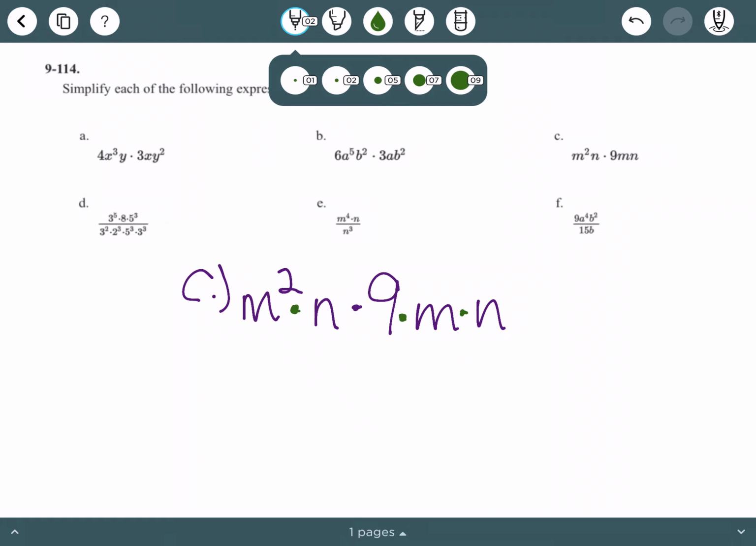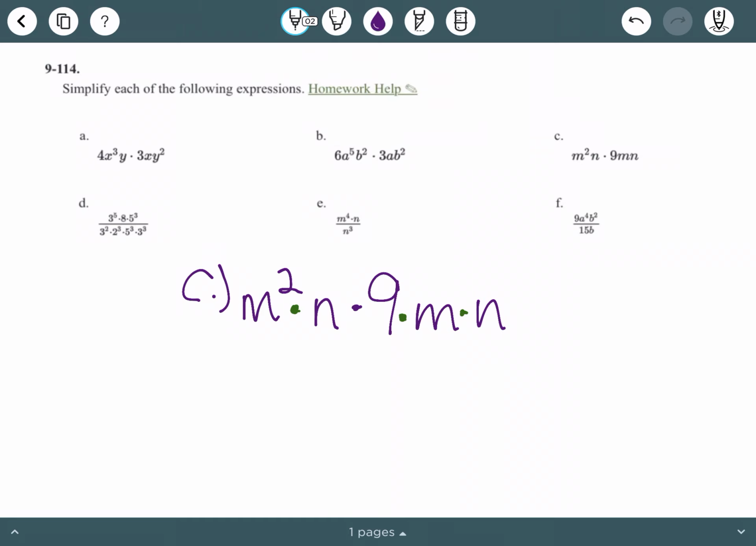And I do have quite a few variables that don't have an exponent. So don't panic, just put in ones. Now it's important to remember that it is n to the first, m to the first, n to the first, and not 0, because it's 1. So in this case, I have just one constant, and I don't have anything to multiply it by, so it's going to be a 9.